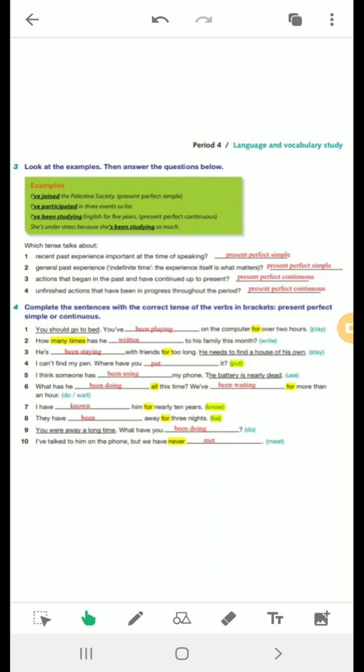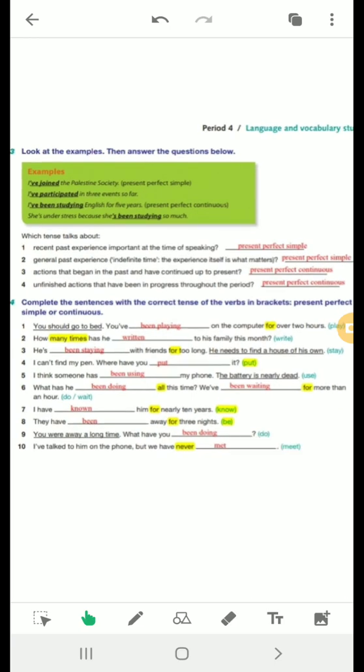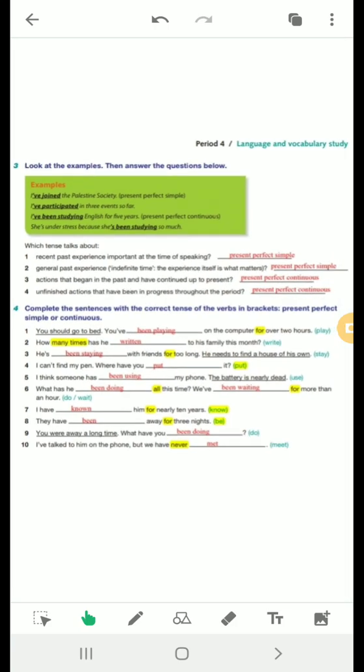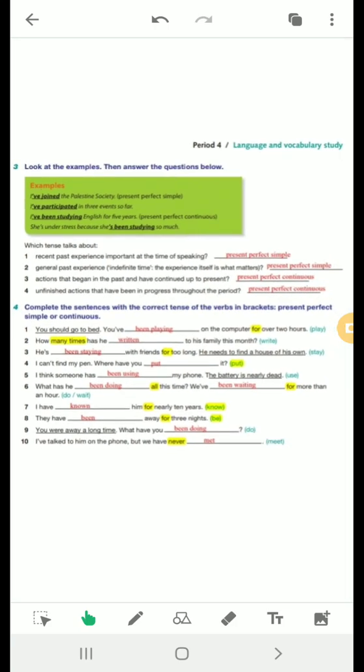Now exercise number 4, it's very important. Complete the sentences with the correct tenses of the verbs in brackets, present perfect simple or continuous. Number 1: you should go to bed. You have been playing on the computer for over 2 hours. Here we use over, like all, to emphasize the length of the action. So with present perfect continuous: you have been playing.